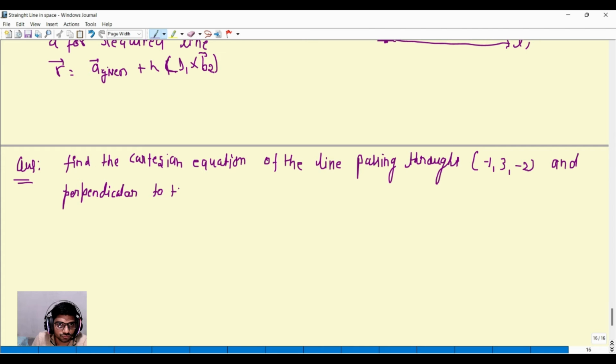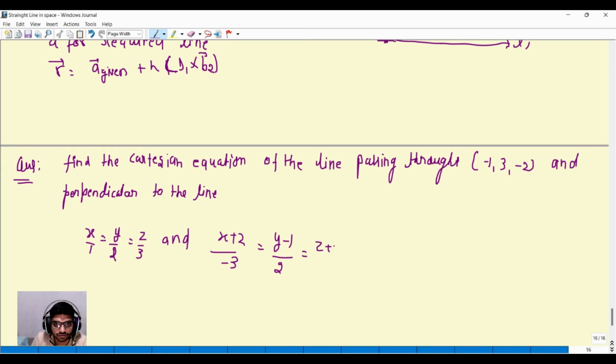perpendicular to the lines, and lines are given by x upon 1 equals y upon 2 equals z upon 3, and x plus 2 upon -3 equals y minus 1 upon 2 equals z plus 1 upon 5. So first we have to check that the given equation is in a standard form or not. So in this, both the equations of lines are in a standard form.